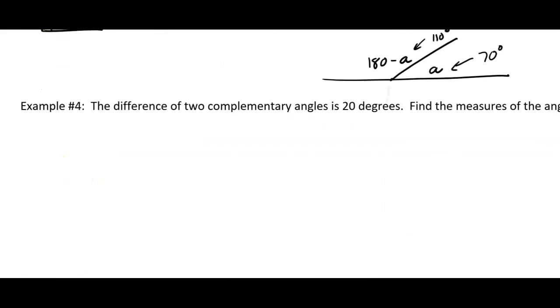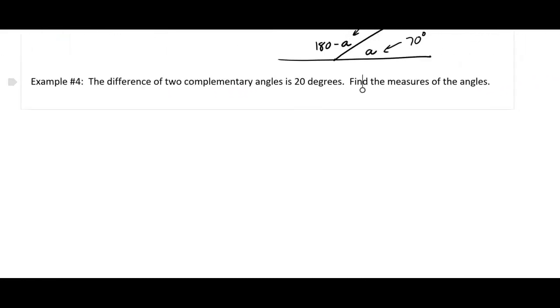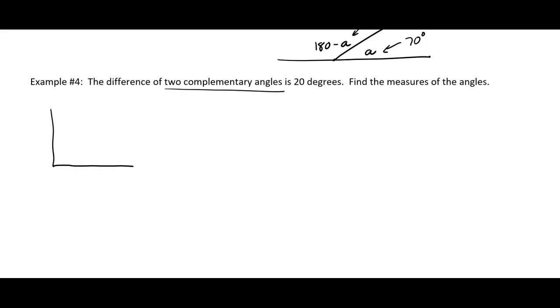Okay, so here we go with our problem. Let me make this just a little bit smaller so it fits. The difference of two complementary angles is 20 degrees. Find the measures of the angles. Because it says two complementary angles, I'm going to set up just like what I said on the complementary angles.